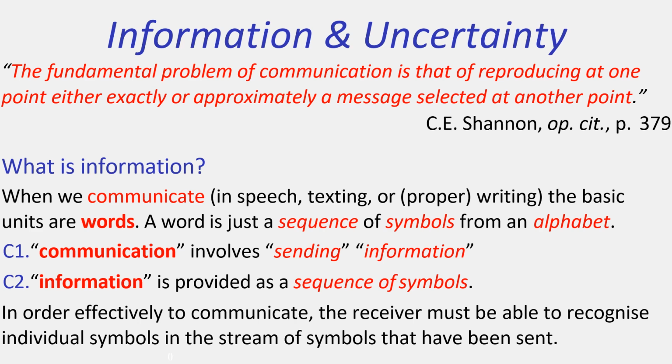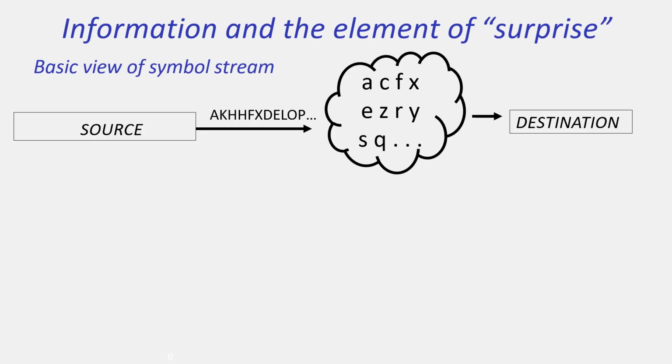So, in order effectively to communicate, to send a message, the receiver of that message has to be able to recognize individual symbols in the stream that the sender of that message has produced. So we have this sort of model here. We have a source of symbols, and these arrive at a destination. So the receiver sees a stream of symbols.